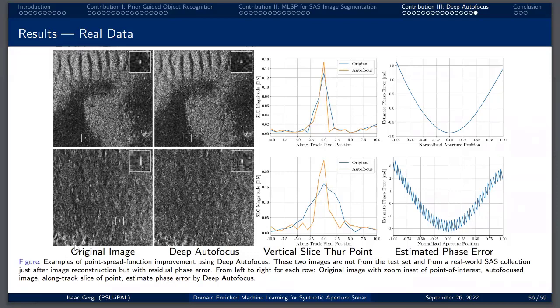I then take a vertical slice through each of these point scatterers. What I show is that the blue is the original slice, and the orange is the deep autofocus slice. What you can see is that the point spread function really buttoned up on both of those quite well. And then finally, I get the estimated phase error that it thinks was generated to defocus the image. I can see here that it looks like I have quadratic phase error, and here it looks like I have quadratic phase error coupled with yaw error, which seems pretty reasonable given the magnitude and the geometry of this function.